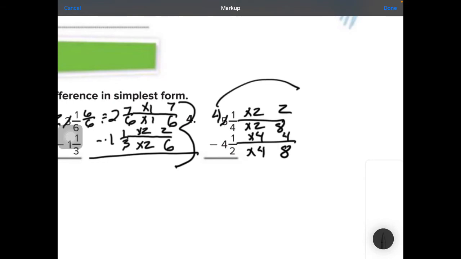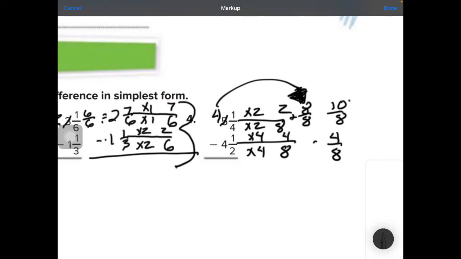I'm going to borrow from here. Then I'm going to add. Get my arrow going right. There we go. That's a cuter arrow. I'm going to add 8 eighths. So 2 plus 8 is 10 eighths. Now I'm going to bring my 4 eighths over here.